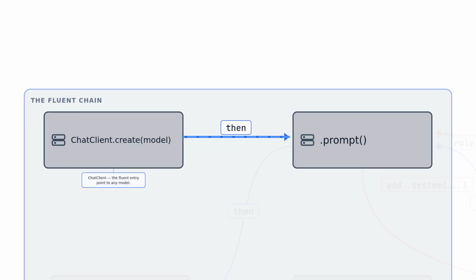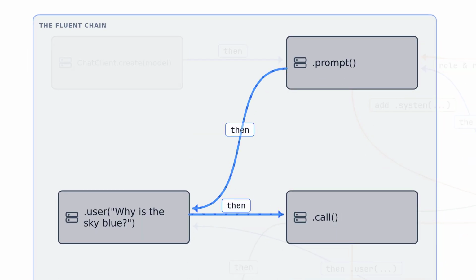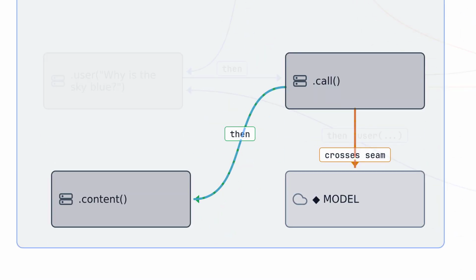It starts with ChatClient.create, then prompt. Prompt opens the request. Nothing is sent yet, we're just building it. User attaches the question. Call is the trigger. This is the moment the request actually leaves your code. Content hands you back a string. Four calls: prompt opens it, user asks it, call sends it, content gives you the answer.